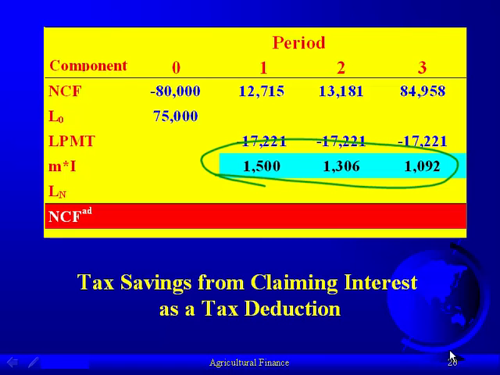Interest is a negative. You can see that we're paying $17,221 to the bank. Part of that is interest, so interest is a negative. But because it's tax deductible, and Uncle Sam recognizes that as a cost, that reduces your taxable income, which then reduces your tax obligation. It reduces your tax obligation in the first year by $1,500, but tax savings is reduced over time because you're paying less interest.